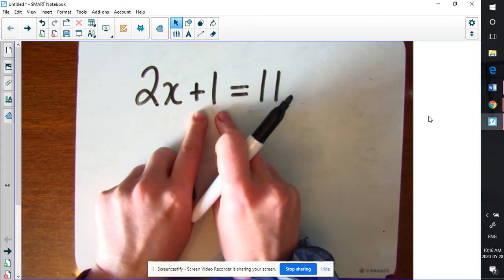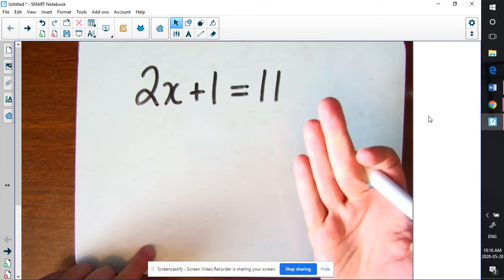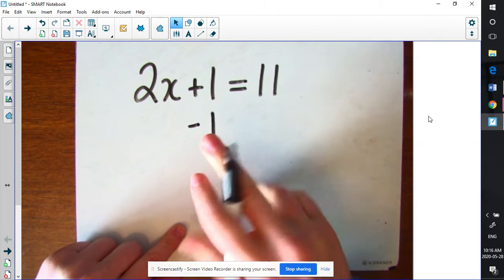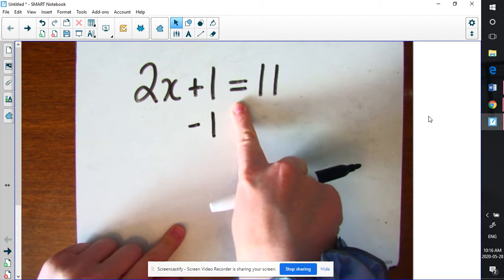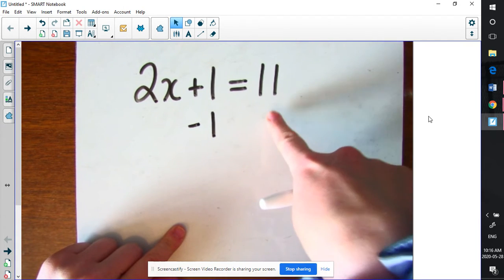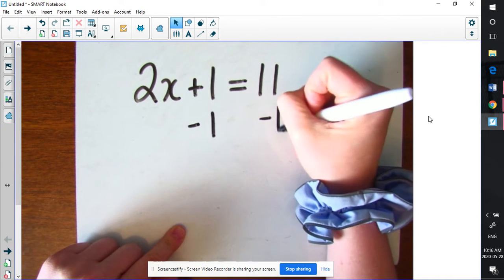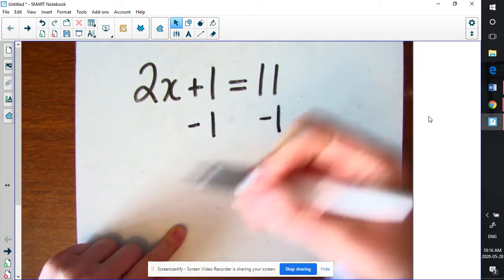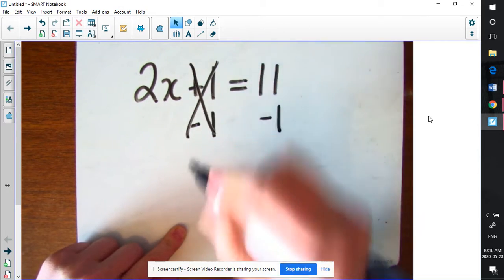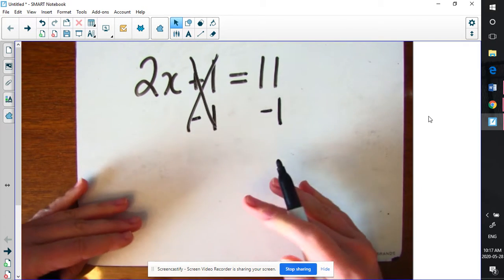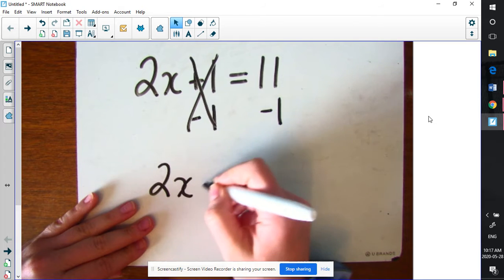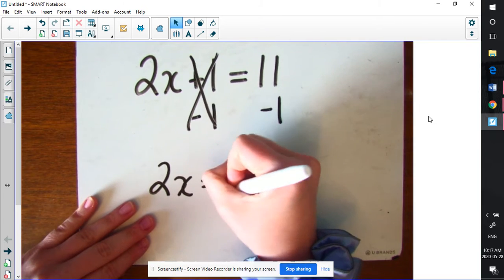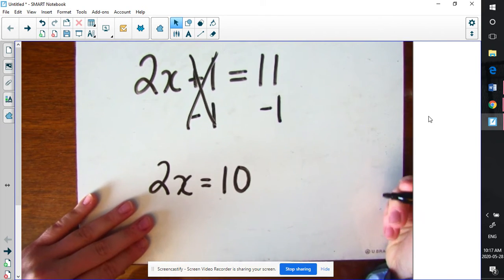There is plus 1 in this equation. The opposite of adding is subtracting. So we are going to subtract 1 because we're doing opposite operations. Now, since this is an equation, we have to do the same thing to the other side of the equal sign. So I have to subtract 1 from this side as well. Now remember, adding 1 and subtracting 1 cancels each other out, so I can put an X through it because it's canceled. Now what I have is 2x equals 11 minus 1 is 10. So 2x equals 10.